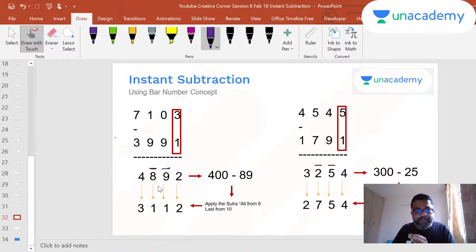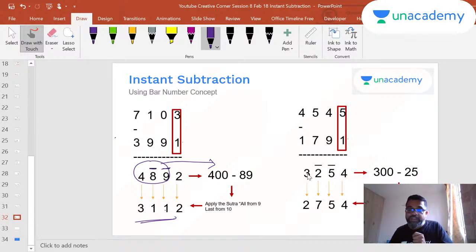This 4 bar 8 bar 9 is equivalent to 400 minus 89, right? And 400 minus 89, I know how to convert it using my sutra. All from 9, last from 10. 4 becomes a 3, 9 minus 8 becomes a 1, 10 minus 9 becomes 1, and that 2 remains there itself. So 3 1 1 2.